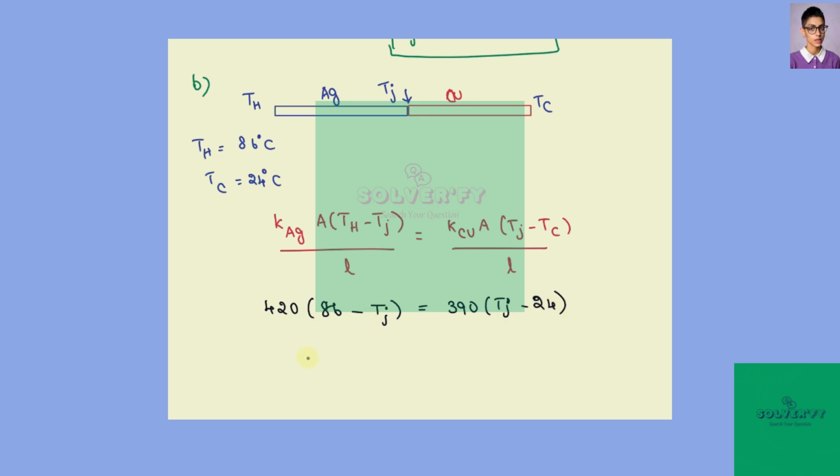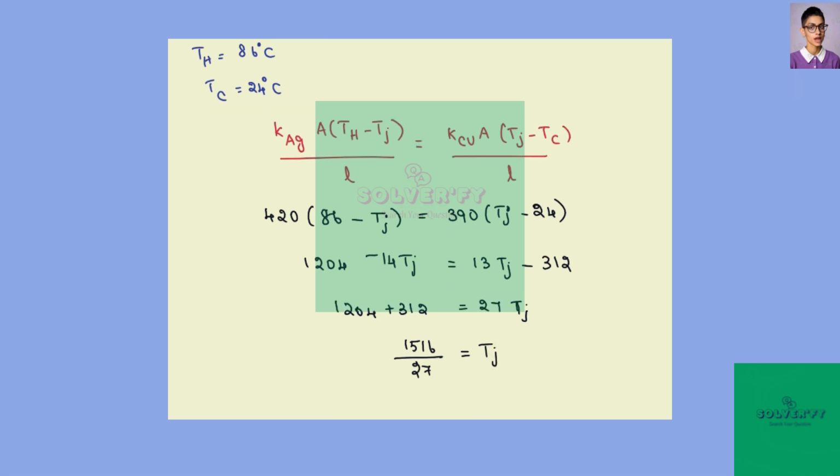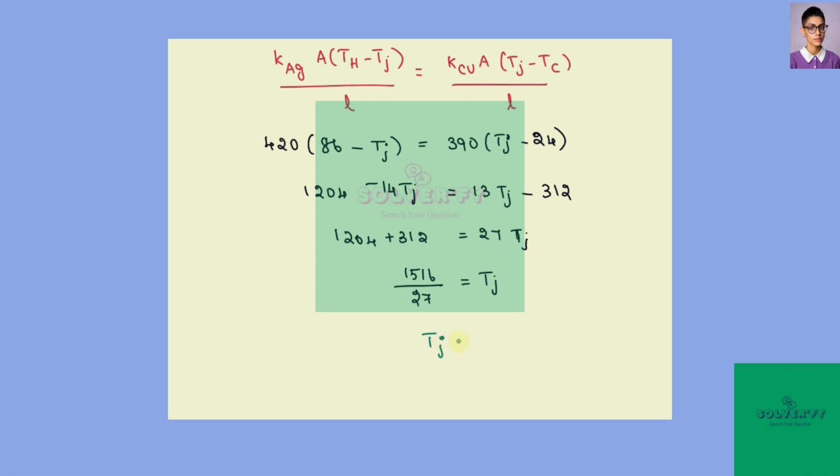So again, if we simplify, we get 1204 minus 14 Tj is equal to 13 Tj minus 312. Bringing the variables to one side and the values to another side, we get 1204 plus 312 equal to 27 Tj, and Tj is equal to 1516 by 27. As a result, we get the junction temperature in this case as 56.15 degrees Celsius, which corresponds to 56.2 degrees Celsius. So this is our required answer.